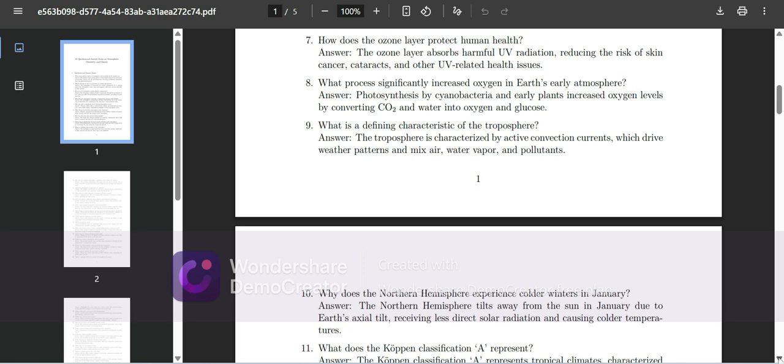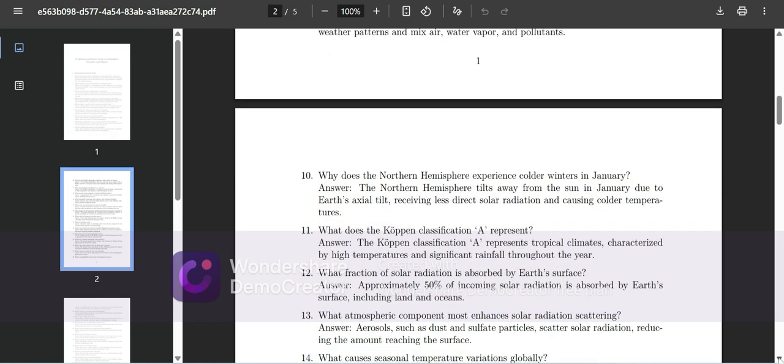What process significantly increased oxygen in Earth's early atmosphere? Photosynthesis by cyanobacteria and early plants increased oxygen levels by converting carbon dioxide and water into oxygen and glucose. What is the defining characteristic of the troposphere? The troposphere is characterized by active convection currents which drive weather patterns and mix air, water vapor, and pollutants.